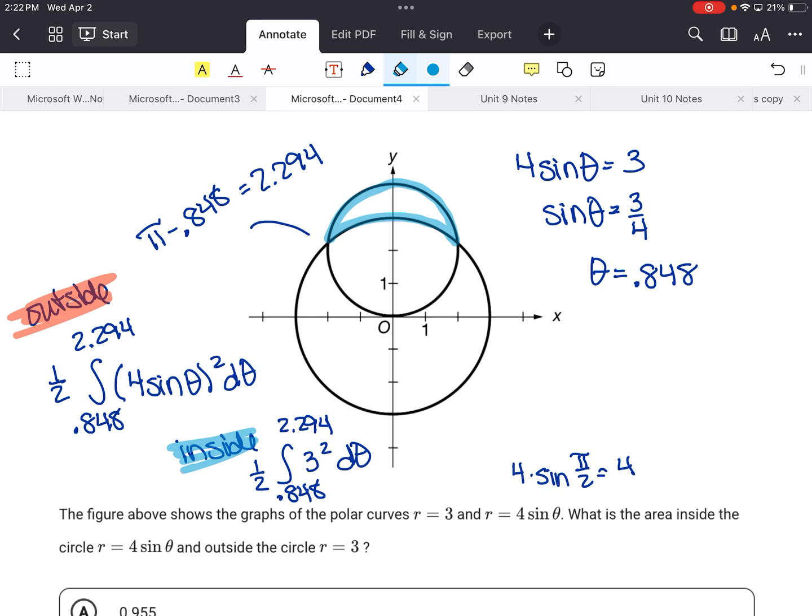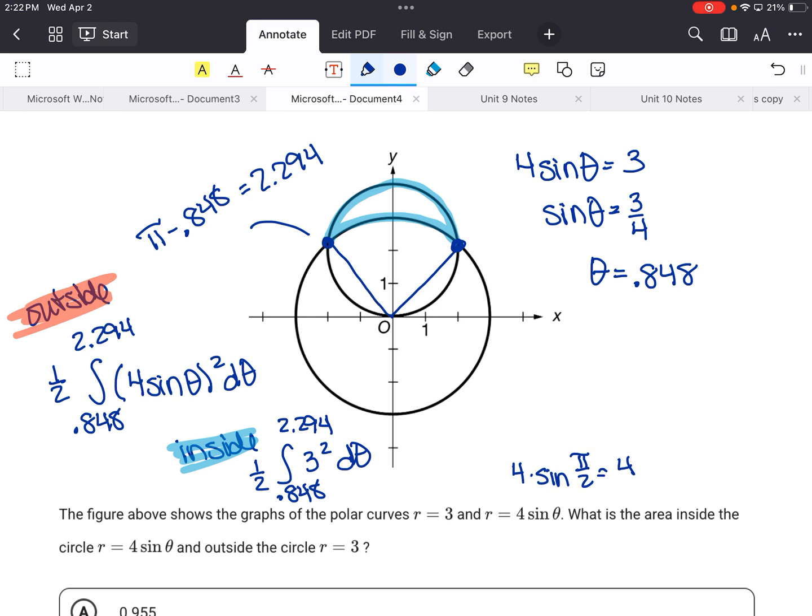Outside the big circle, inside the little circle. So how am I going to get that part? Well, that part is, I need to find where they cross. So where do those two equal each other? I need to know those 2 points.